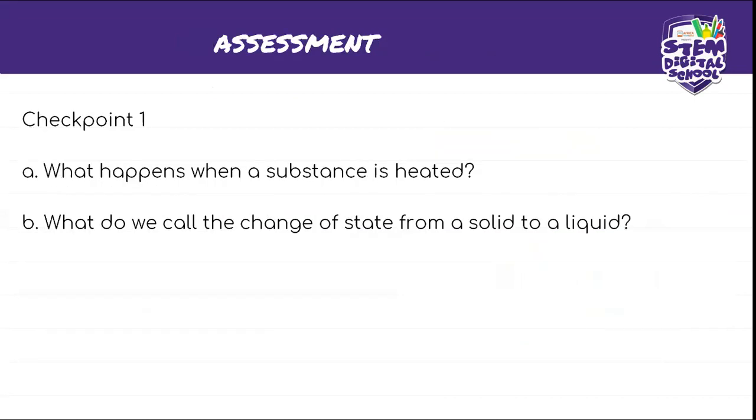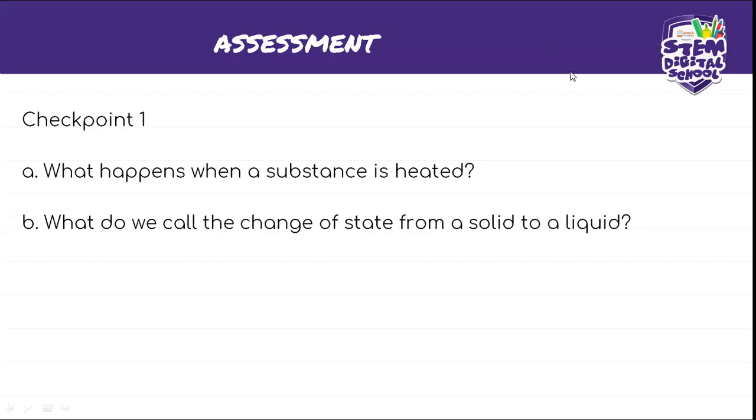I have already explained this basically, so send in your answers. What happens when a substance is heated? What do we call the change of state from a solid to a liquid? Send in your answer so that we can move on. Great. Melting, yes. Let's send in your answers for B. I can see today your response is very 100%.